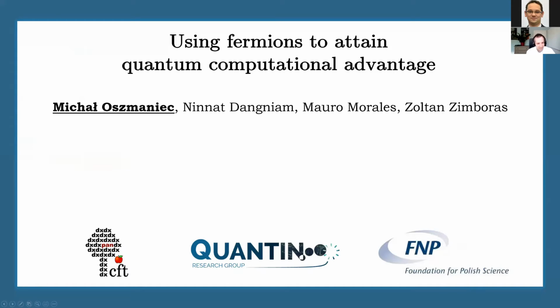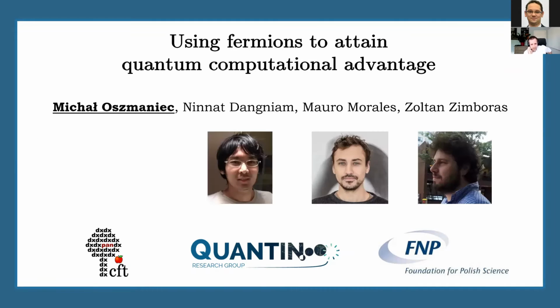Okay. Welcome, everybody. Thanks a lot, Pavel, for inviting me and for giving me a chance to present this work. So it's going to be a lecture about how we can get quantum computational advantage or supremacy with fermionic systems, and it's based on joint work I did with Ninat Damgian, that used to be a postdoc in my group, Mauro Morales from University of Sydney, and Zoltan Zimboras, who is my longtime friend and collaborator from Wigner Institute in Hungary. We posted a paper a few months ago on Archive. You can go and check it out.